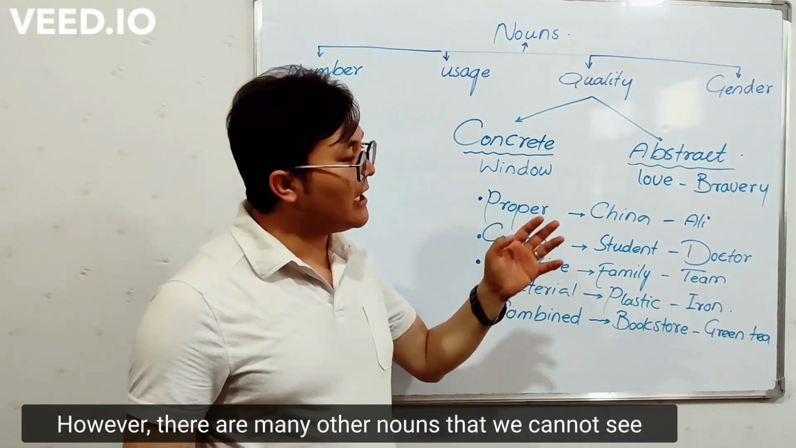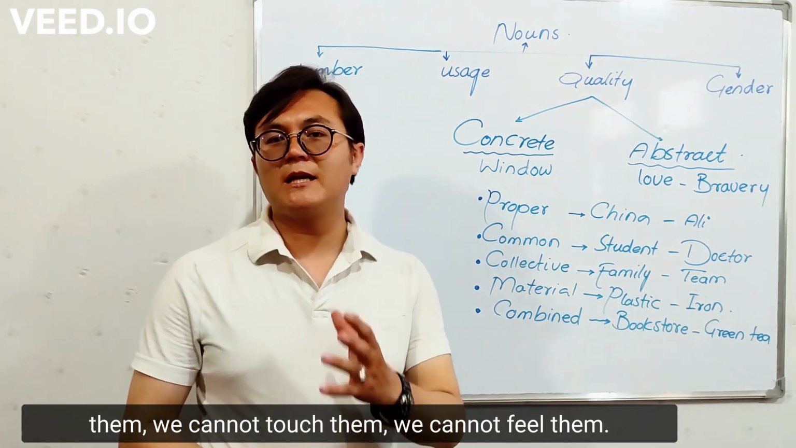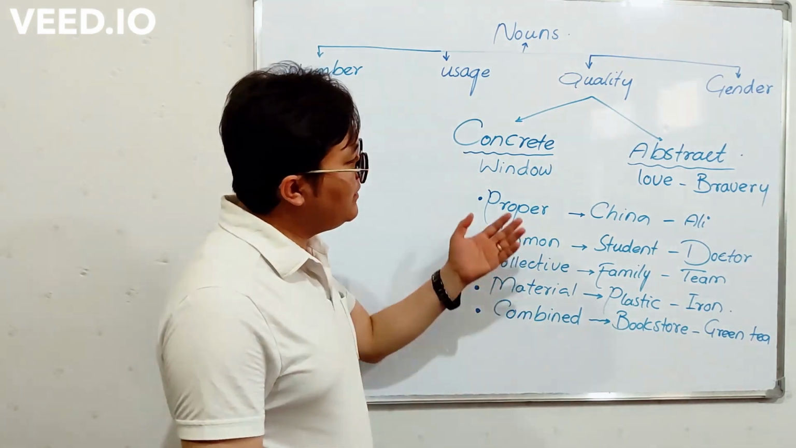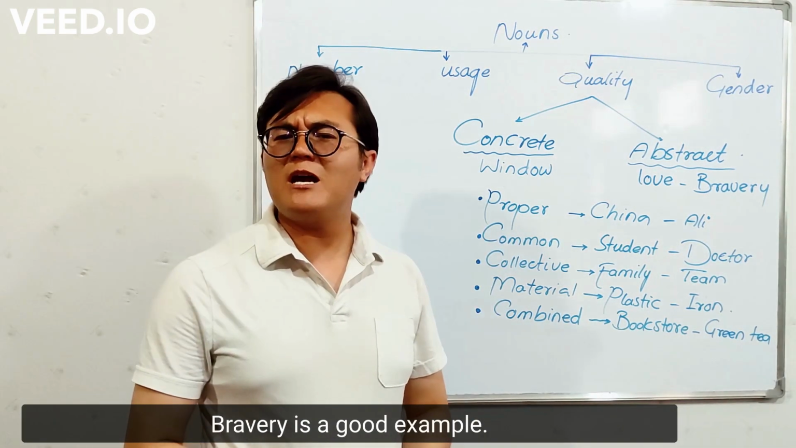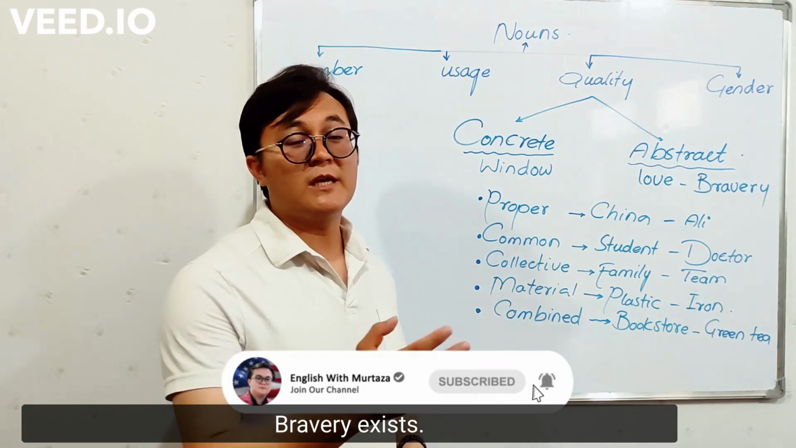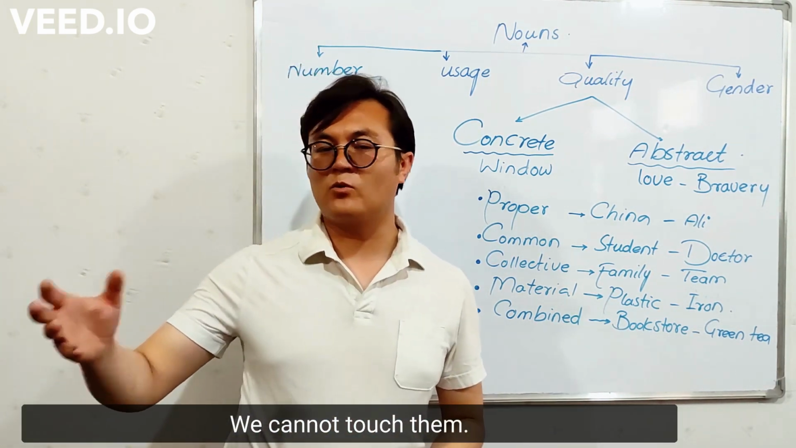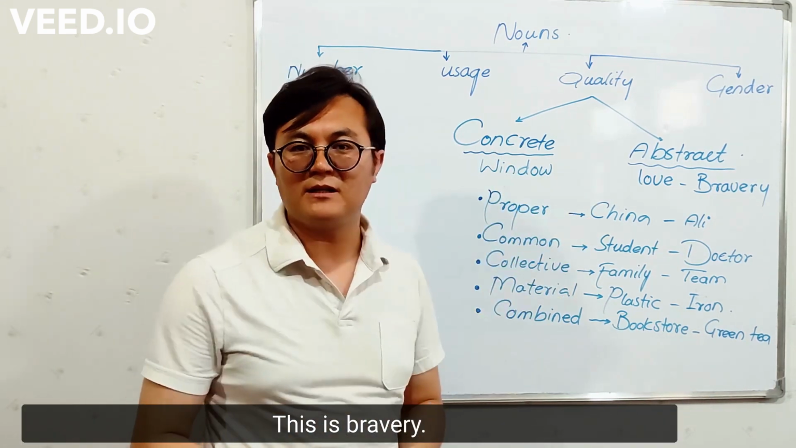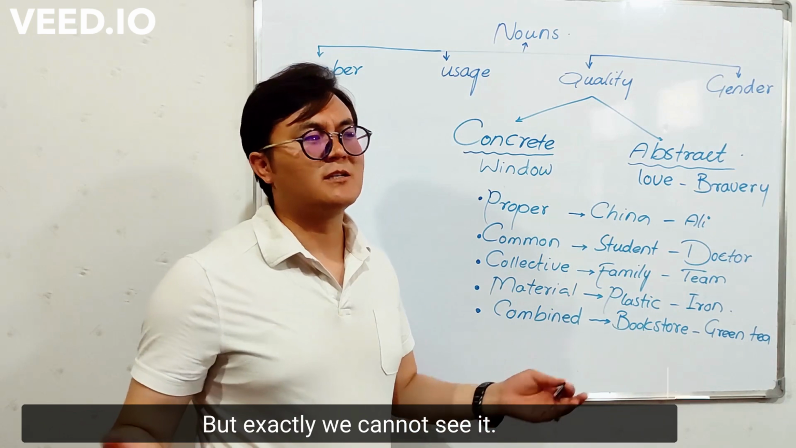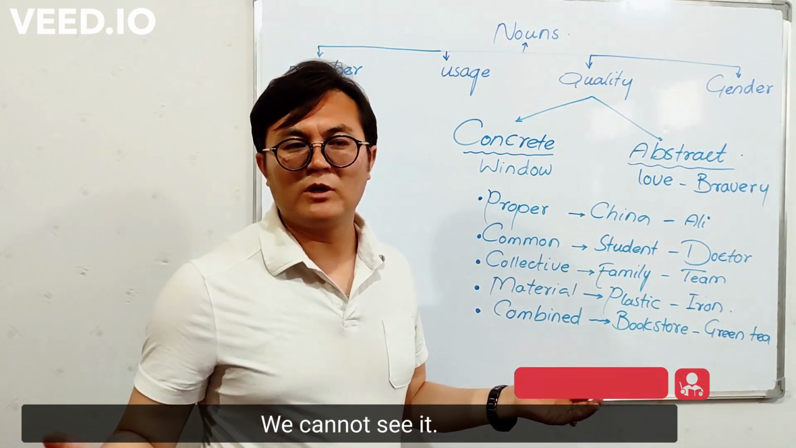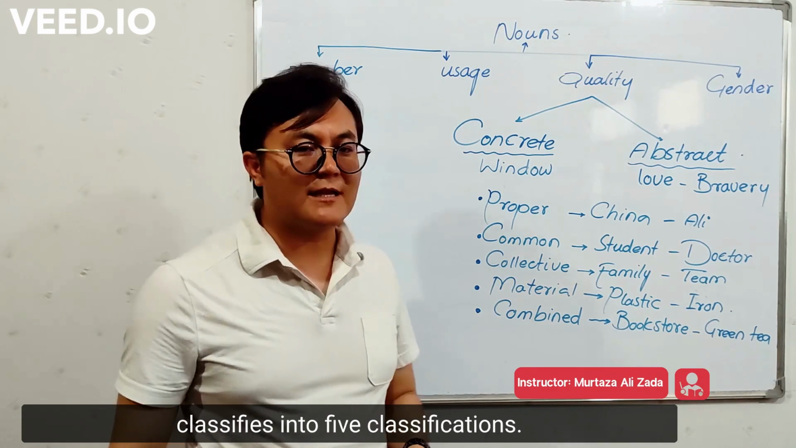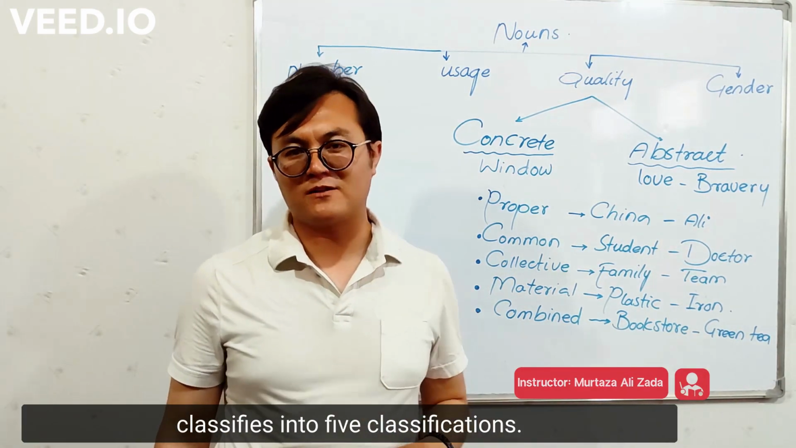However, there are many other nouns that we cannot see, we cannot touch, we cannot feel. You know, the abstract nouns. Bravery is a good example. Bravery exists, but we cannot touch it. We cannot take it out. This is bravery. Love is a noun, but exactly, we cannot see it. However, the concrete noun is classified into five other classifications.